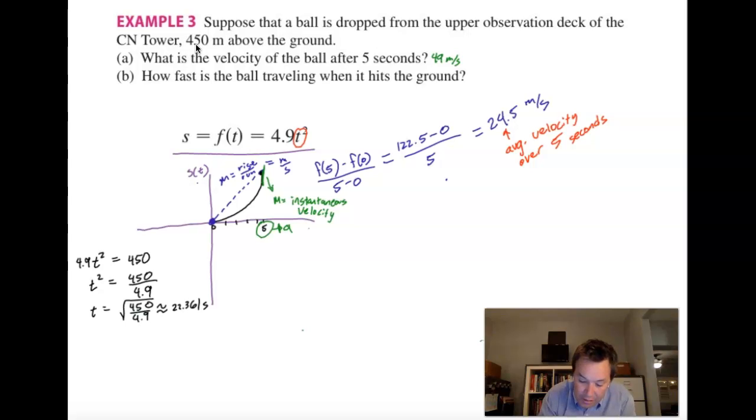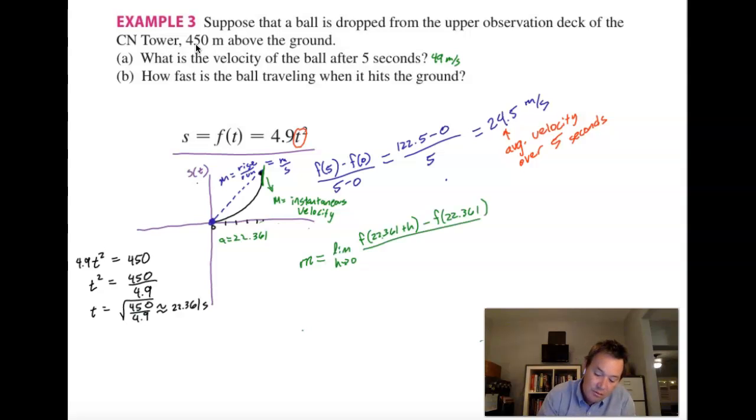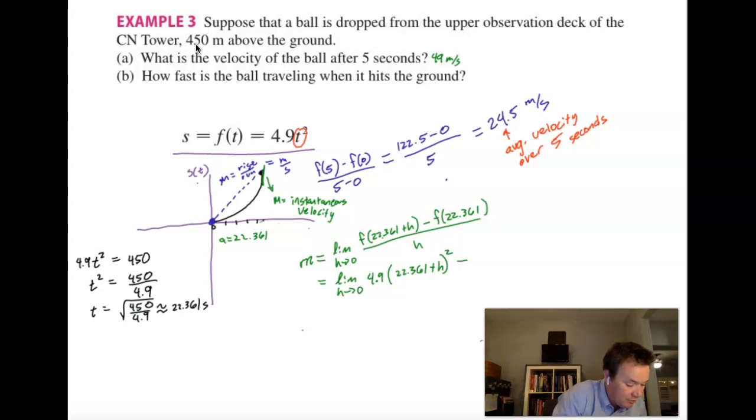Oops. So now our a is going to be 22.361. So I'm going to say the slope, which is the instantaneous velocity, the tangent line, it's going to be f of 22.361 plus h minus f of 22.361 over h. All right, 4.9 times 22.361 squared is 2450.070.